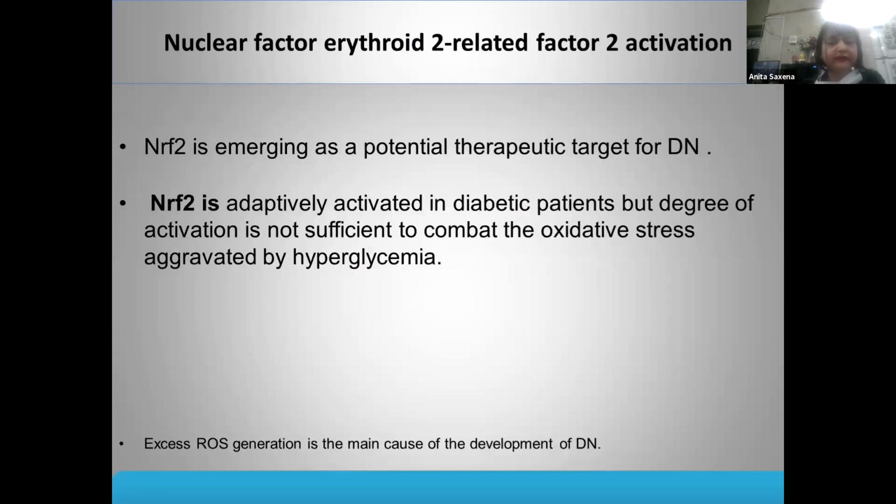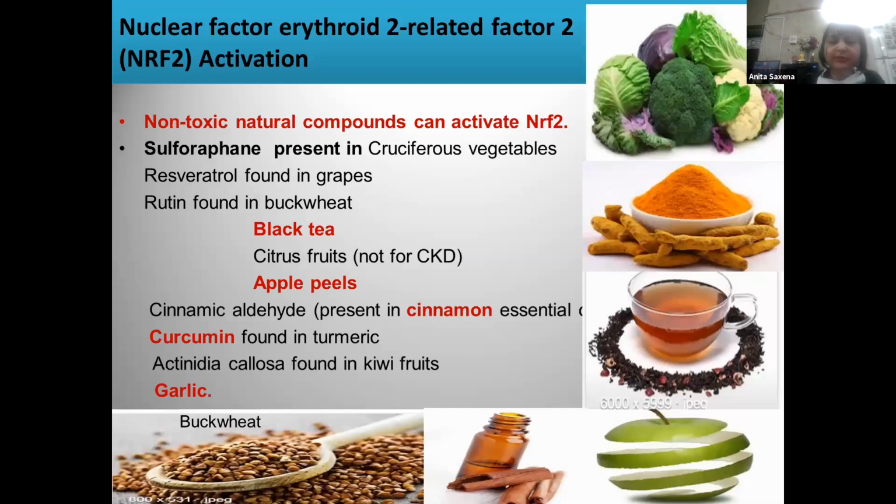Now, NRF2 is emerging as a potential therapeutic target for diabetic nephropathy. It is adaptively activated in diabetic patients, but the degree of activation is not sufficient to combat the oxidative stress aggravated by hyperglycemia. So non-toxic natural compounds can activate NRF2, and the things which our patients can actually take are some of the cruciferous vegetables, black tea, apple peels, cinnamon, curcumin from turmeric, and garlic.